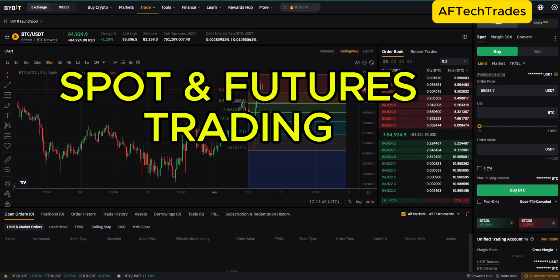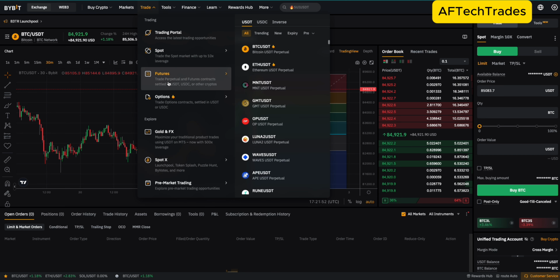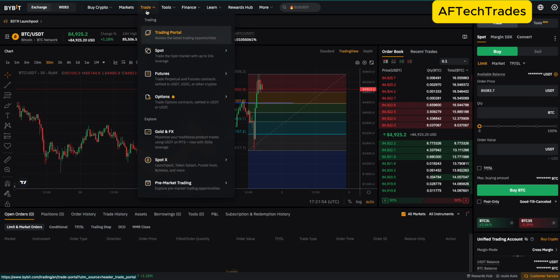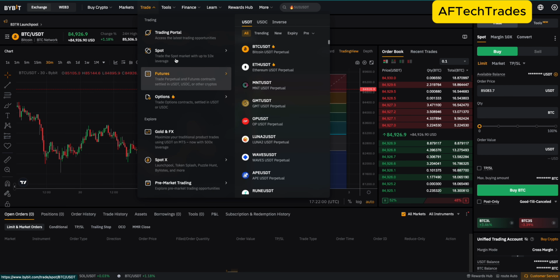I want to quickly give you a brief description of the difference between spot trading and futures trading. As you can see on my screen here, we have the spot trading. If you're using your computer, once you come to this section, Trade, you see we have spot and we have futures trading, right? The spot trading involves taking an instant trade without any leverage, while futures trading involves leverage.